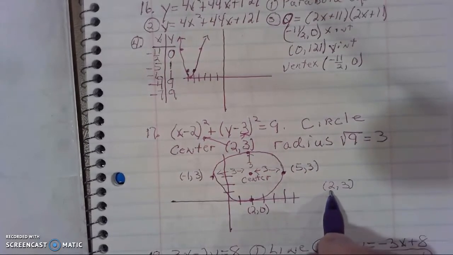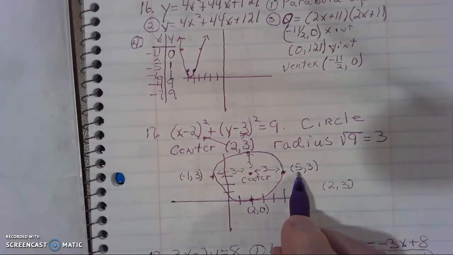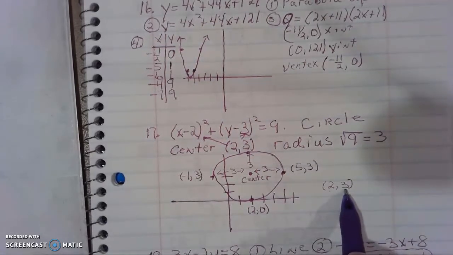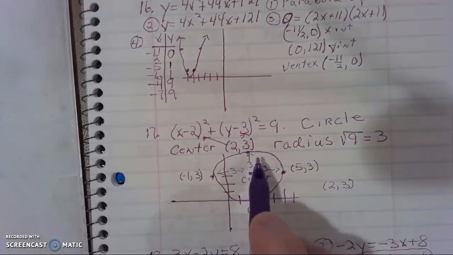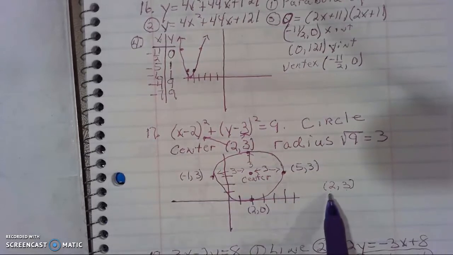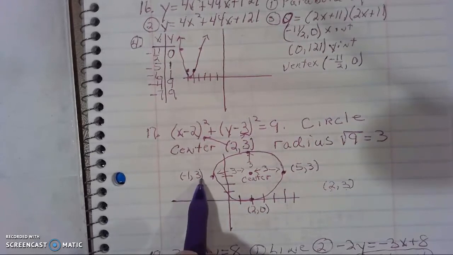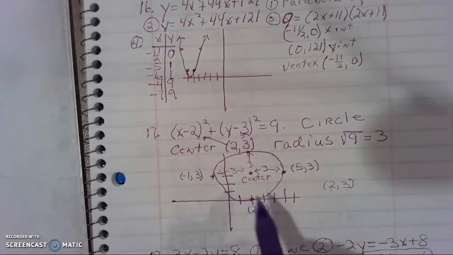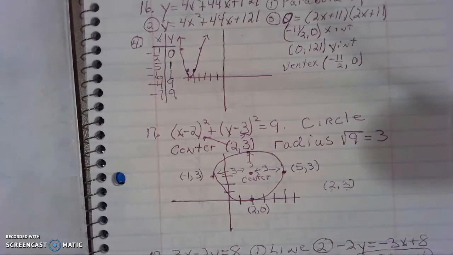So I added 3 to the 2, made 5, 3 is a point on the outside. Then I added 3 to the y-coordinate. So 2, 6 is a point up here. Then I subtracted 3 from the x-coordinate. 2 minus 3 is negative 1. Negative 1, 3 over here is a point on the circle. Then I subtracted 3 from the 3, so 2, 0. Then I connected these 4 points around the outside of the center, and I have my circle drawn.